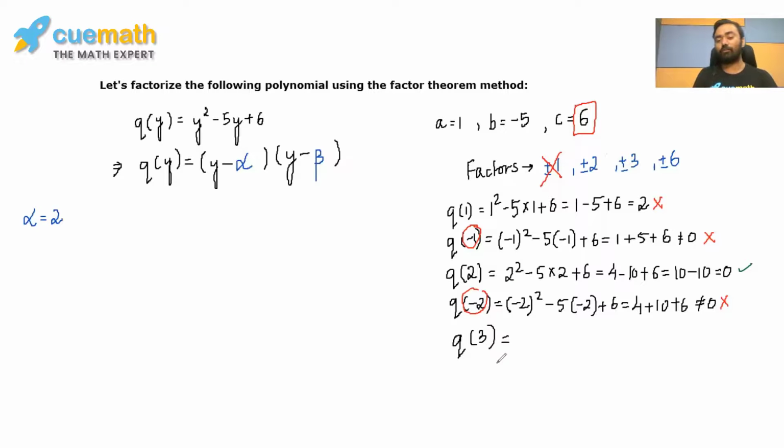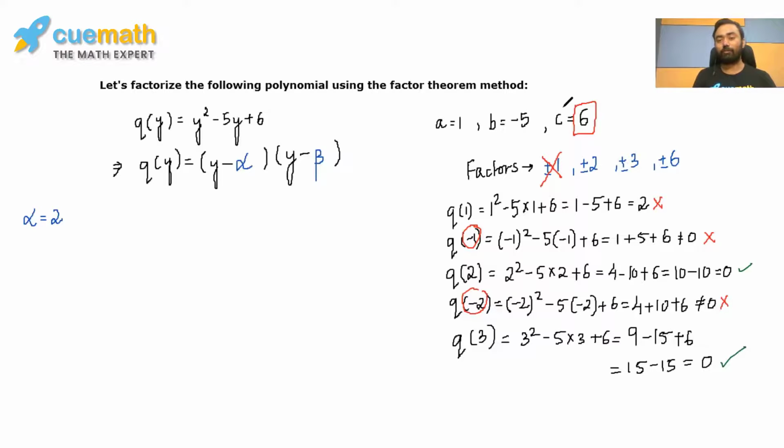So q of 3 means 3 square minus 5 times 3 plus 6. 3 square is 9 minus 15 plus 6 is going to give us 15 minus 15 equals 0. So we've got the other root of this particular polynomial as well. So basically we don't have to now look for the other roots because we've got the two roots.